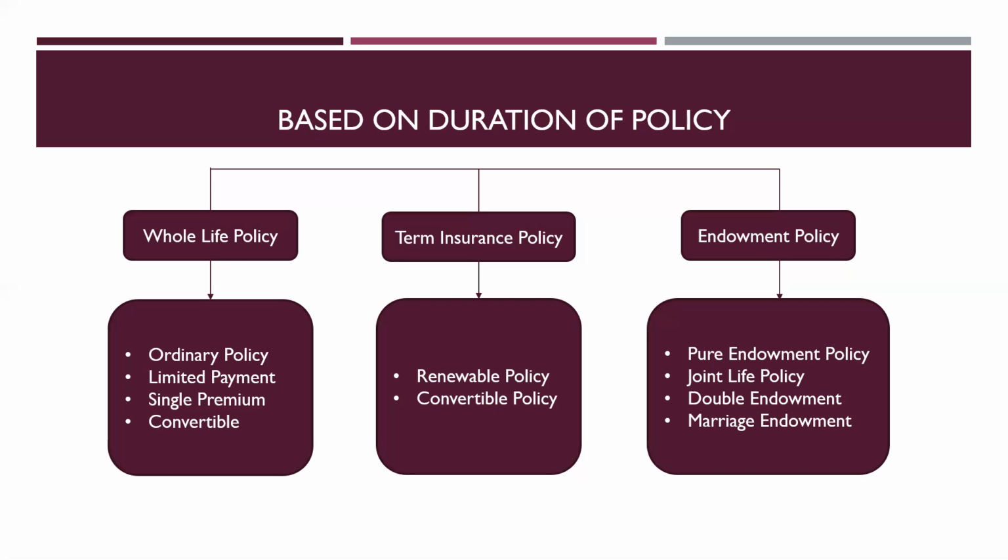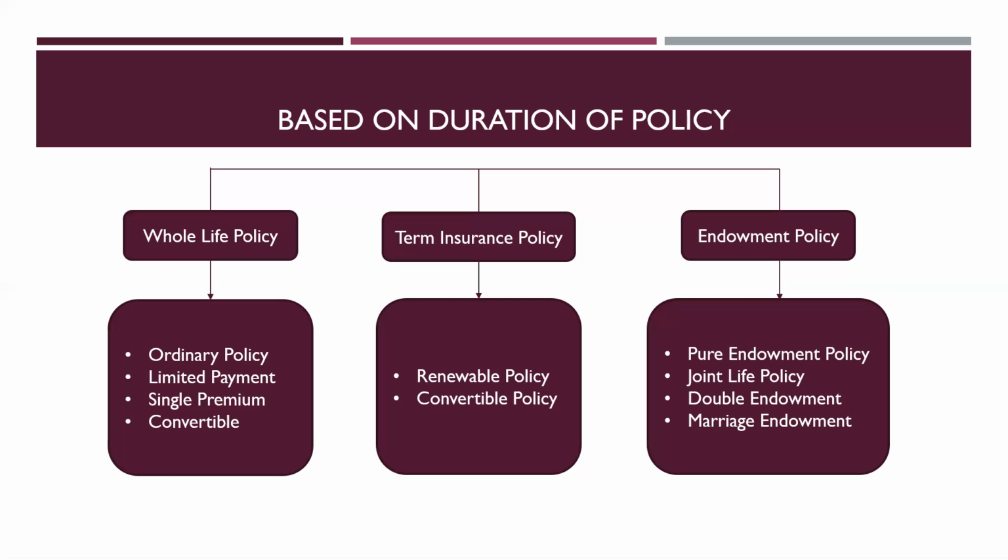Now, double endowment policy: if the life assured dies during the endowment period, the basic amount will be paid. Whatever is the promised insurance amount, that will be paid if the person who is insured dies during that particular period. Now, suppose he survives that period of time and is still alive at the end of the term, then double of the sum assured is paid to you. That is double endowment policy.